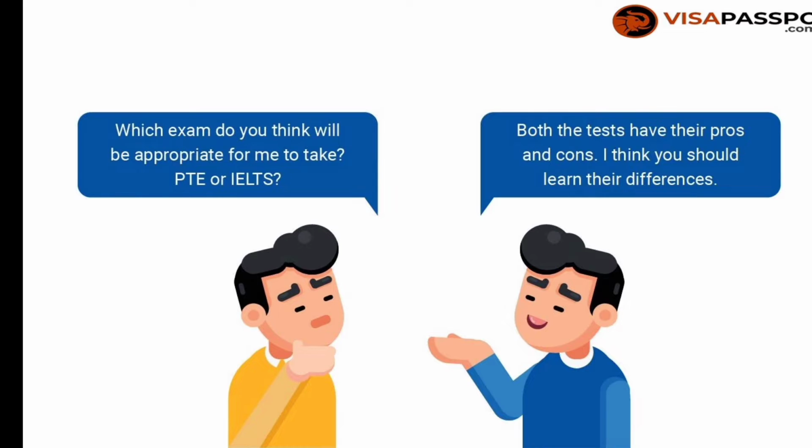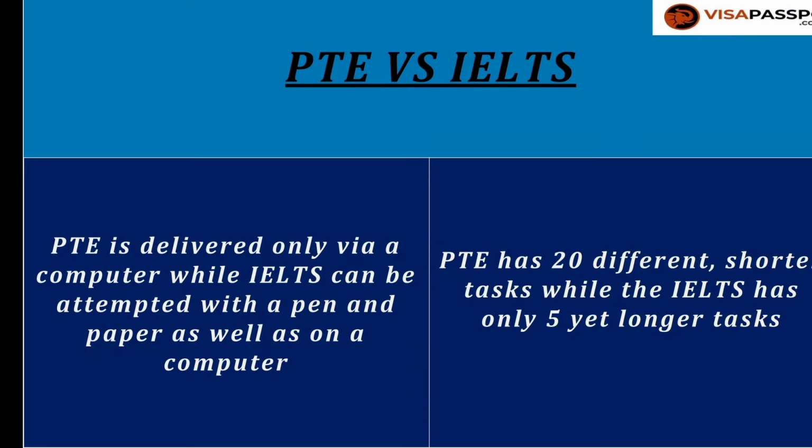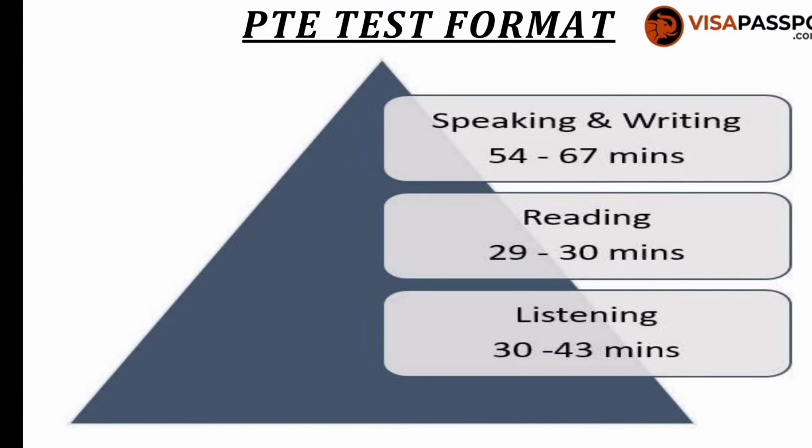PTE versus IELTS. PTE is delivered only via a computer while IELTS can be attempted with a pen and a paper as well as on a computer. PTE has 20 different shorter tasks while the IELTS has only 5 yet longer tasks. Now let's learn the PTE test format. In the PTE test we have 4 modules, that is speaking, writing, reading and listening. Speaking and writing together goes on within 54 to 67 minutes. Reading goes on within 29 to 30 minutes and listening goes on within 30 to 43 minutes.